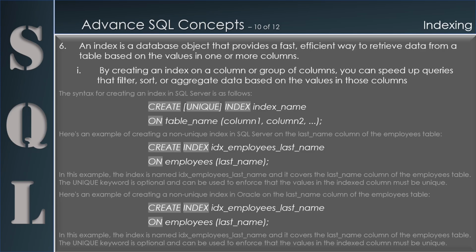An index is a database object which provides a fast, efficient way to retrieve data from a table based on values in one or more columns. By creating this index on a column or a group of columns, you can really speed up your queries that filter, sort, or aggregate data based on the values.